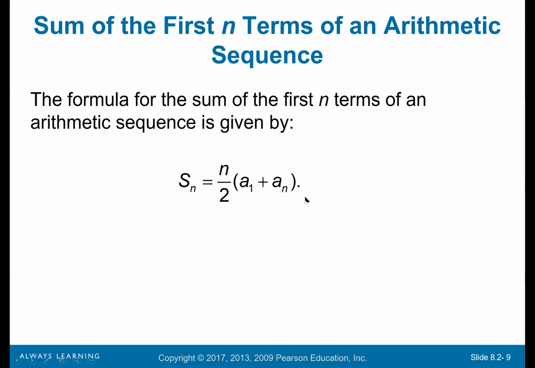Okay, the formula for finding the sum of the first n terms of an arithmetic sequence is given by S sub n. Remember, we talked about in 8.1 that when we see an n in a subscript, that means a particular term of a sequence. S sub n means the sum of the first n terms.